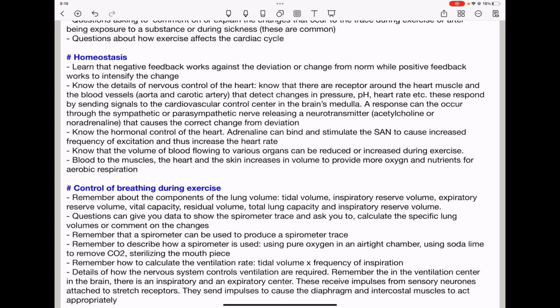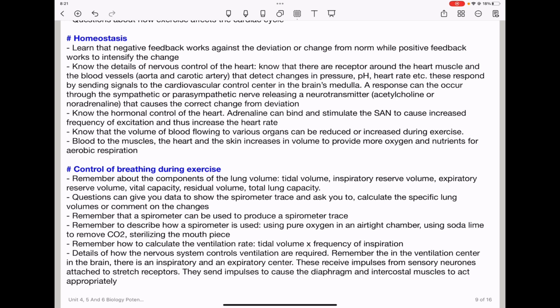You also need to know the hormonal control of the heart, like adrenaline can bind and stimulate the sinoatrial node to cause increased frequency of excitation and therefore increase the heart rate. You need to know that the volume of blood flowing to various organs can be reduced or increased during exercise. For example, blood to the muscles, the heart, and the skin increases in volume to provide more oxygen and nutrients for aerobic respiration.